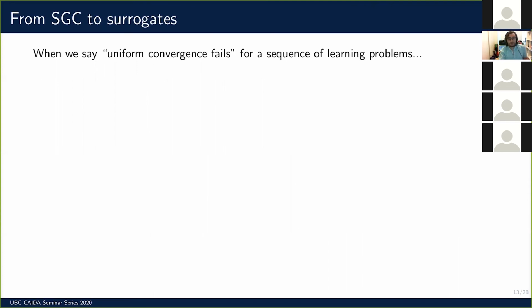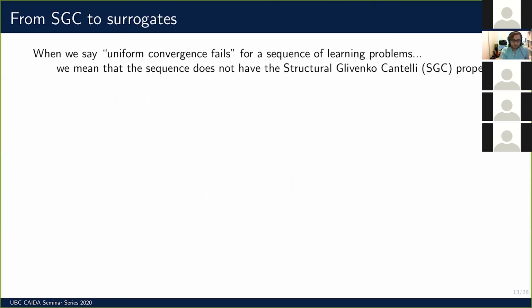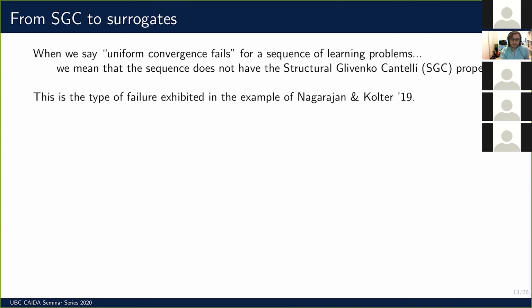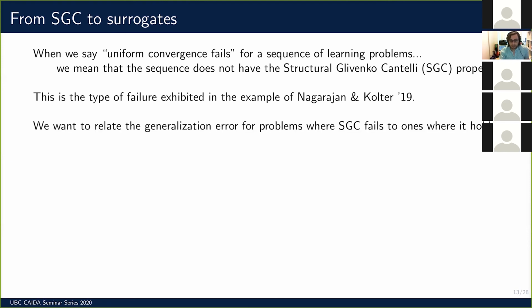So when we say that uniform convergence fails for a sequence of learning problems, what we mean is that the sequence of hypothesis classes that we could have learned does not have the structural Glivenko-Cantelli property. And this is the type of failure that's exhibited in the examples of Nagarajan and Kolter. So what we want to do is relate the generalization error for problems where the structural Glivenko-Cantelli property fails to problems where it holds. And the new problem we introduce, we're going to call a surrogate.